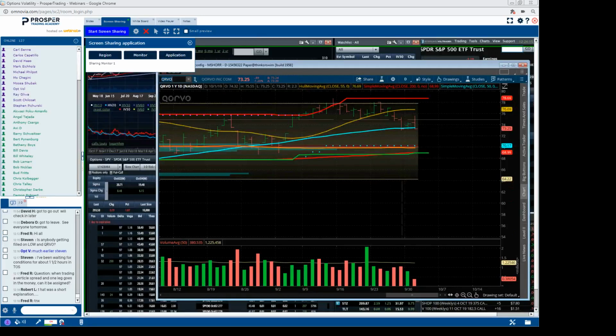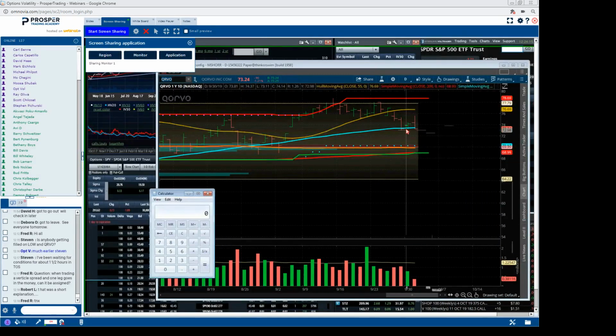Let me find a calculator. All right, so we take this high, 74.37, and you want a 1% trigger above that. So 75.11 would be your trigger, and a gap up through 75.11 doesn't help you. You need to actually trade through that 75.11. That's your trigger to get long.